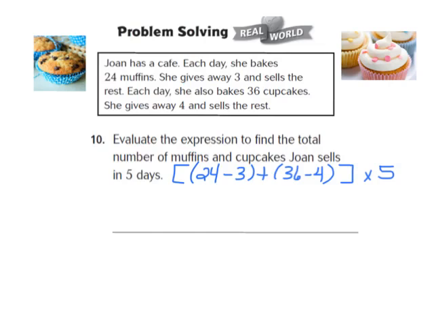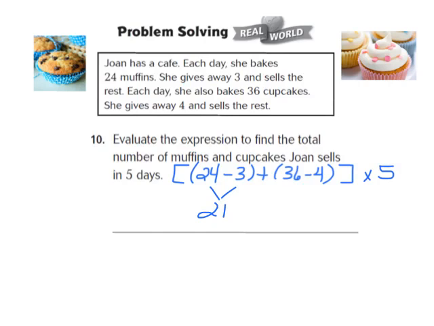Now remember, if I'm working with multiple grouping symbols like parentheses and brackets, I have to work from the innermost set, which in this case would be parentheses, to the outermost set, which would be our brackets. Okay, so I'm going to start working first inside our set of parentheses here, and what I have is 24 minus 3. Now, when I take 3 away from 24, that's going to give me 21.